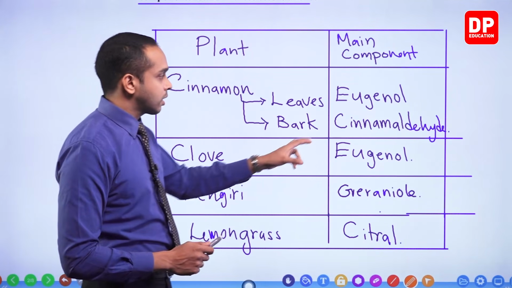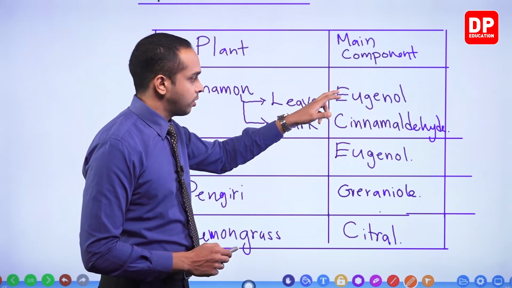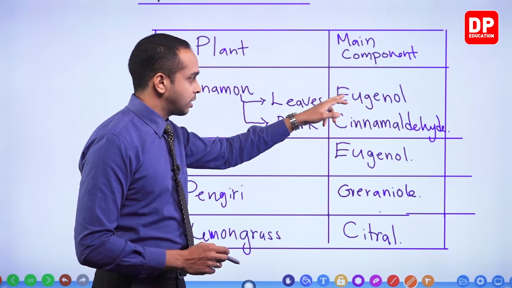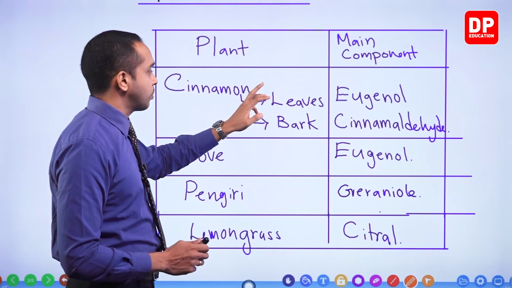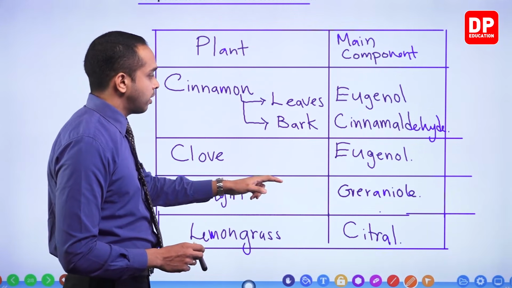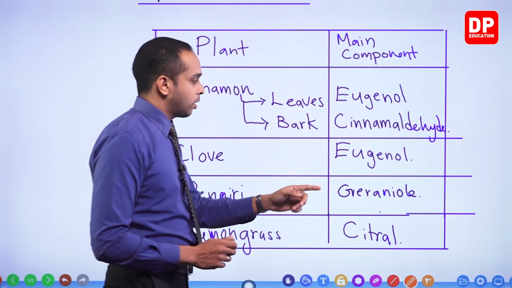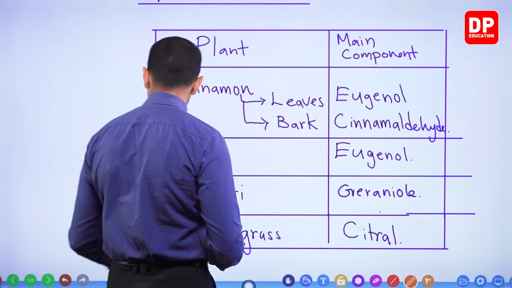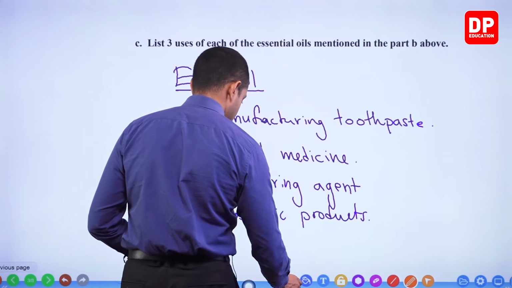So now we discussed eugenol, and we can see eugenol is present in both cinnamon leaf oil as well as clove oil, and then we'll move on to geraniol.